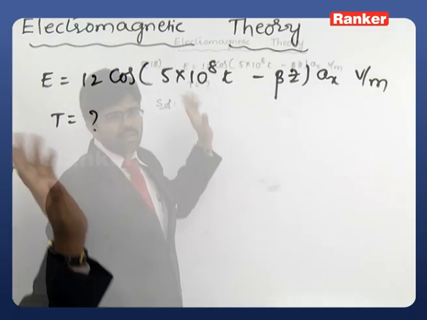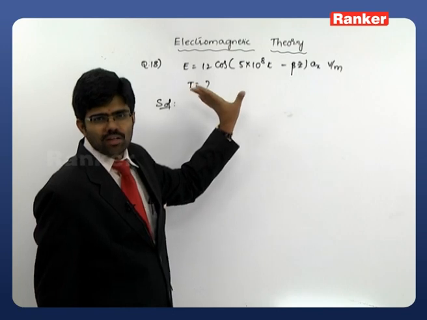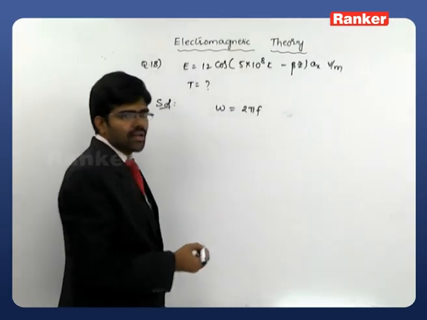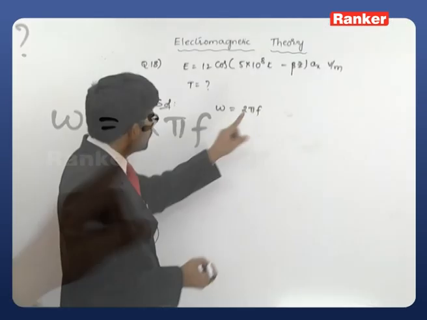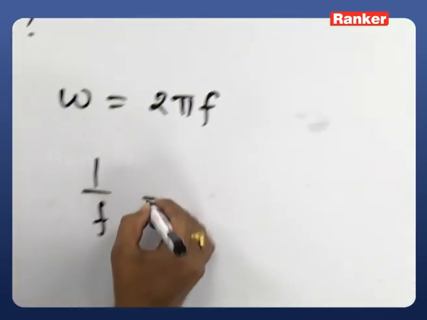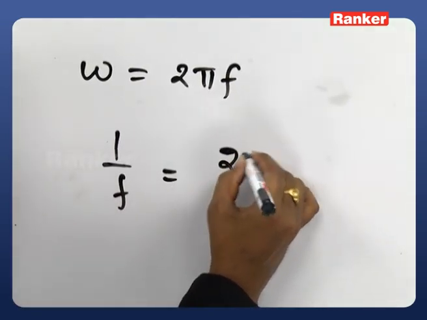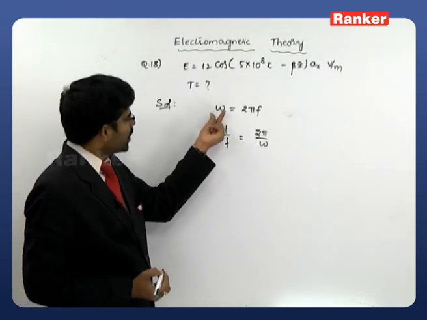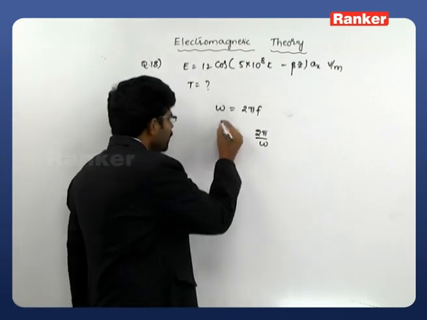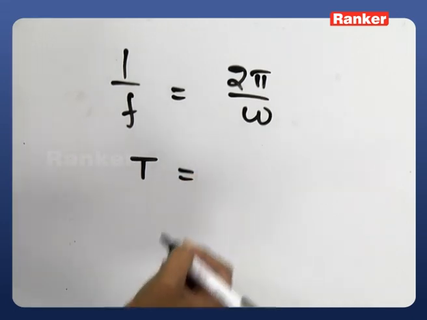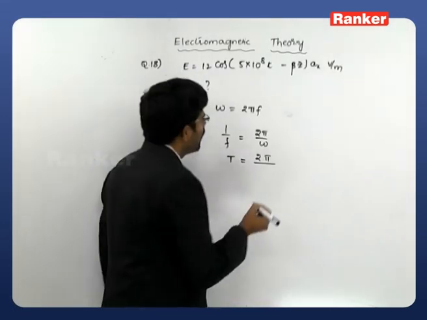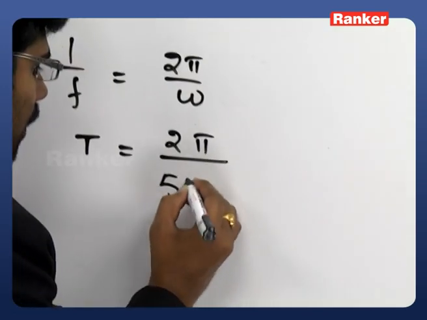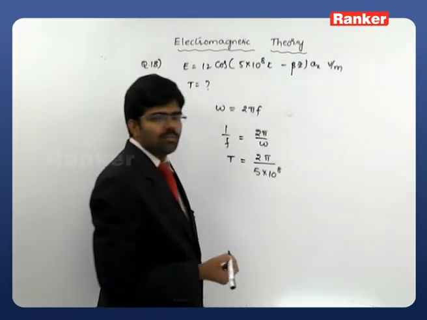We require the time period, a very simple one. Just consider this omega, nothing more than that. What we have is omega equals 2 pi f, so the angular frequency is equal to 2 pi f. This f can be brought out, so 1 by f is equal to 2 pi by omega. That 1 by f is nothing but simply the time period. Time period T is equal to 2 pi divided by omega, and omega here is equal to 5 into 10 power 8.